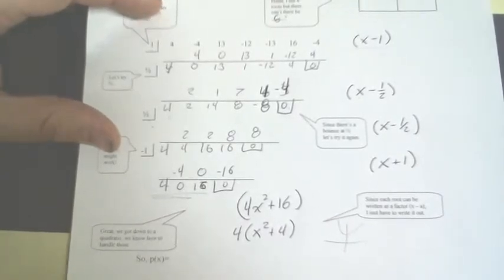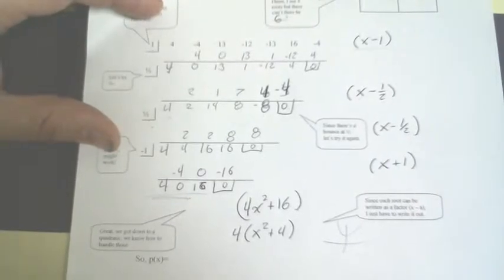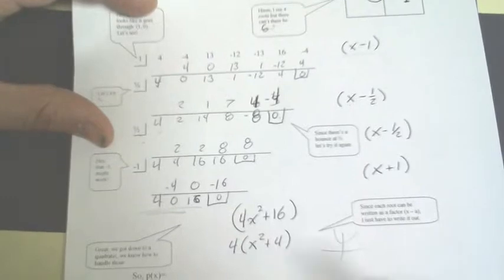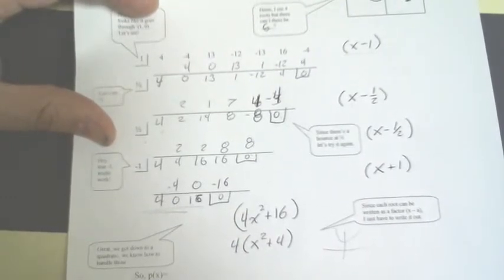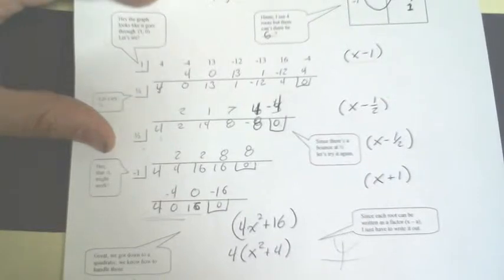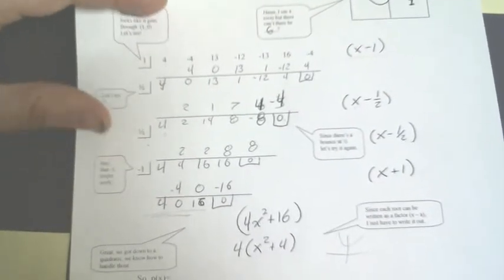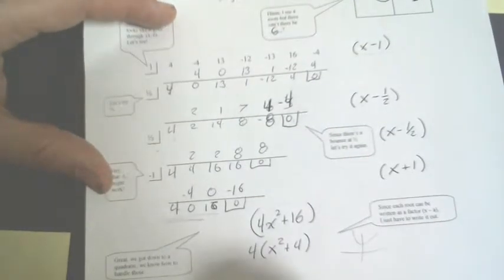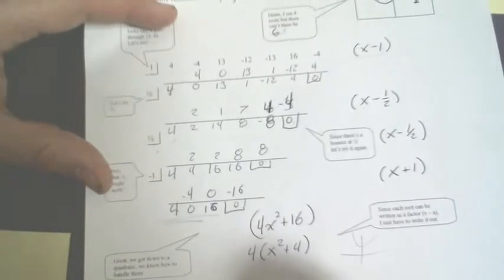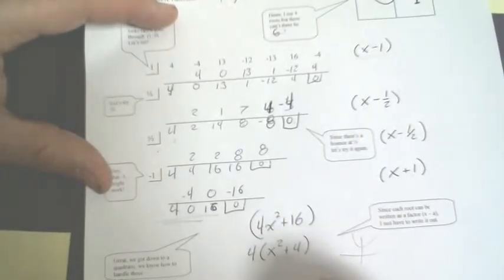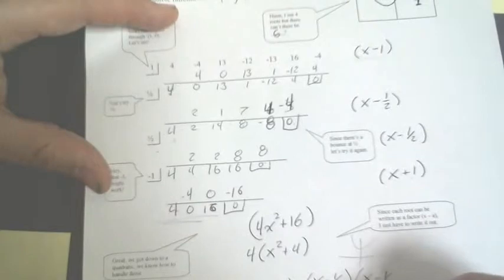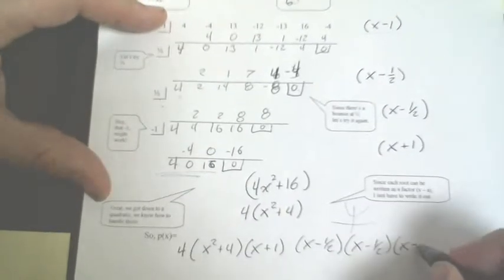It can't be factored anymore. If you did your discriminant, you'd get negatives, and start getting imaginary numbers. This is what we mean when we talk about irreducible factors. Irreducible factors you can't break down anymore without getting complex answers. Irrational ones are okay, but not complex. So if you were answering this question based on being told irreducible factors, you'd have 4 times the x squared plus 4 times all of these: the x plus 1, the x minus 1/2, the x minus 1/2, and the x minus 1.